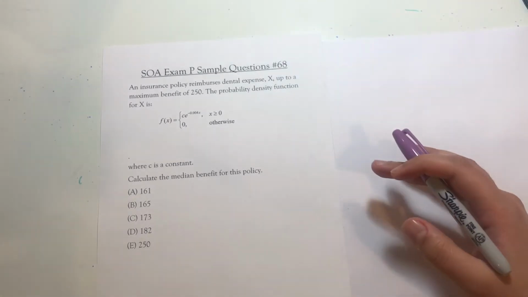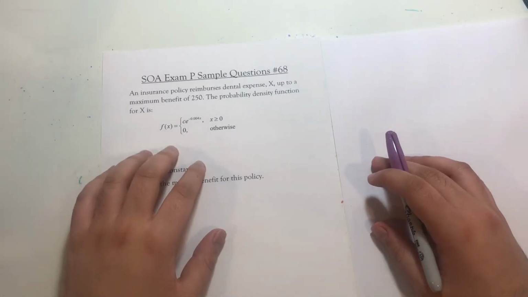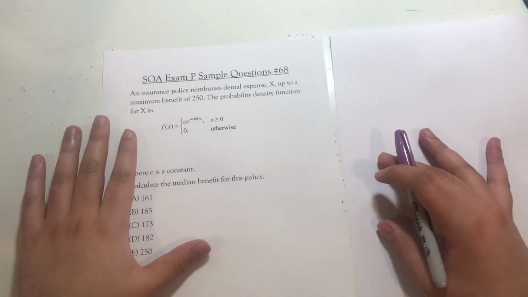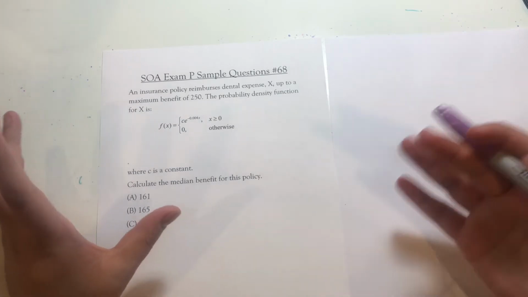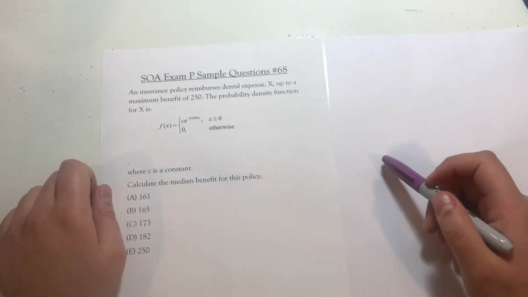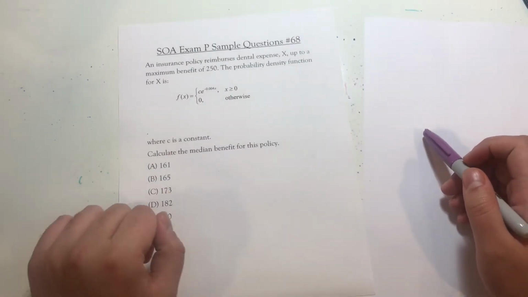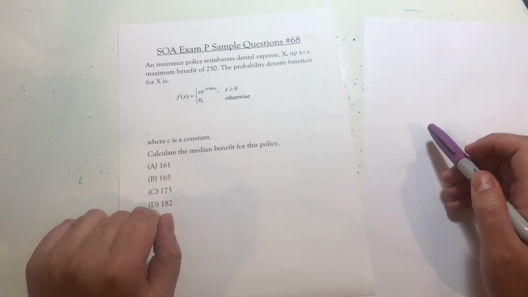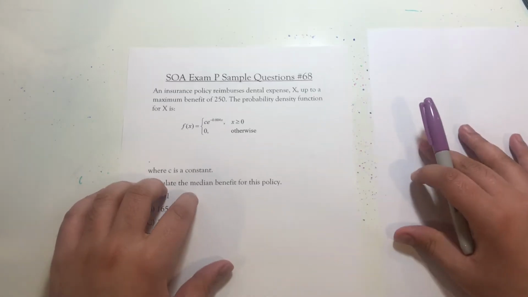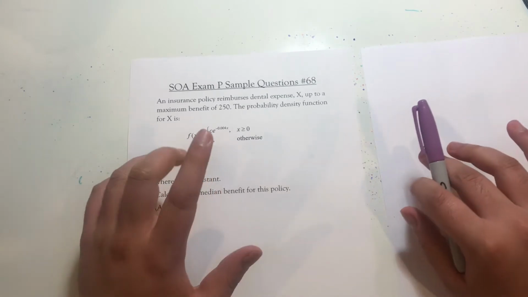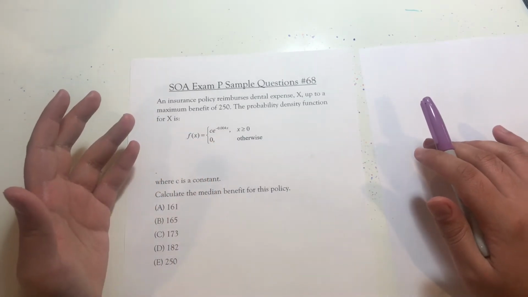So once again, this is a situation where we're given some sort of expense or loss, and then a policy that's got a limit or deductible, in this case a max limit of 250, and something I don't remember seeing for a little bit, calculating a median. All right, first things first. Our density function's got a constant up front, C. We have to figure out what that constant is.